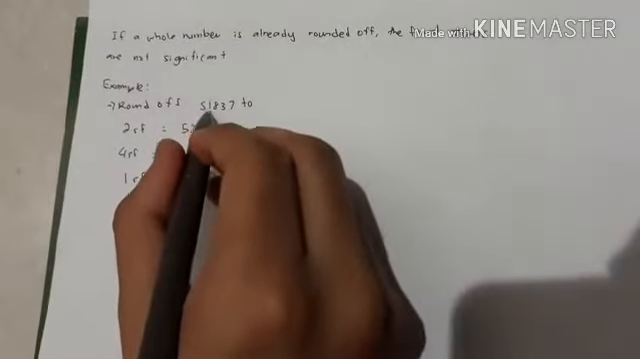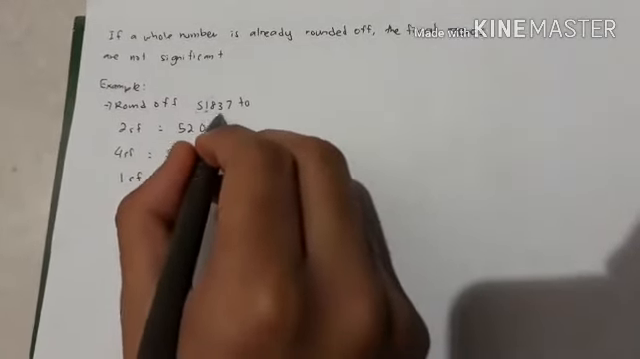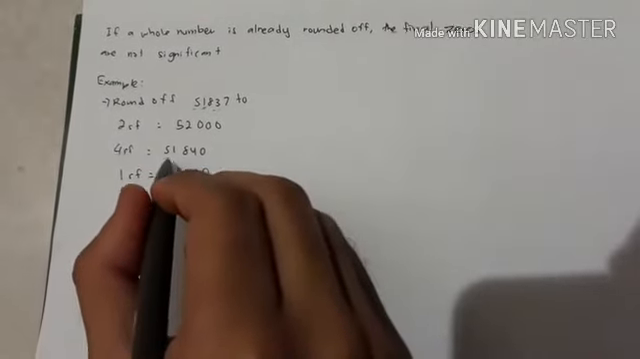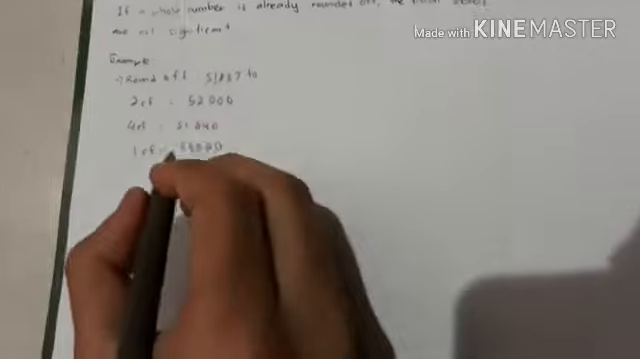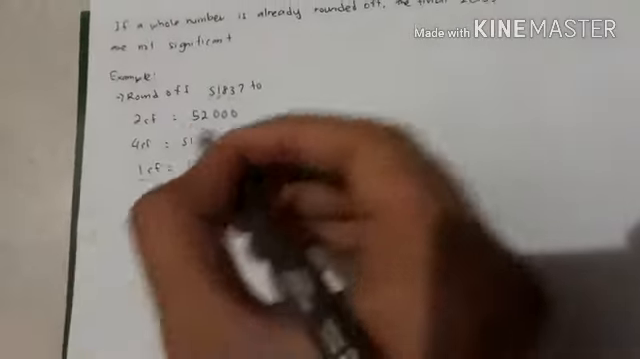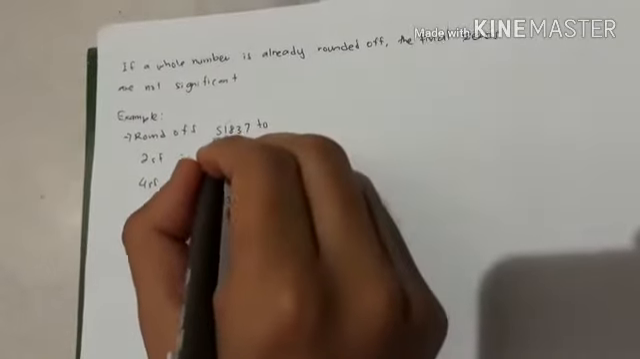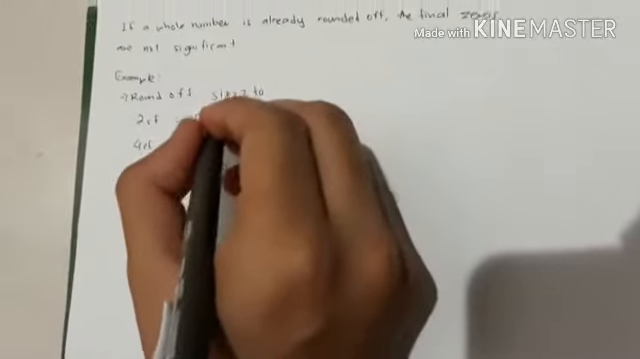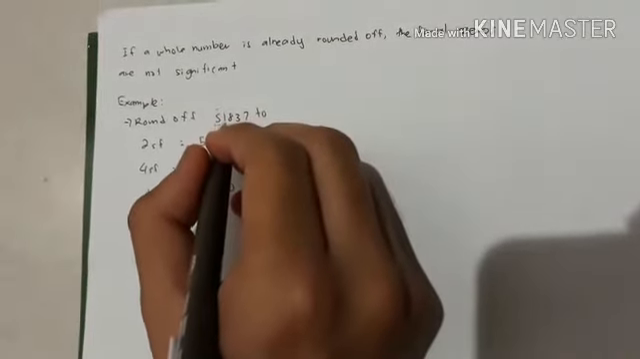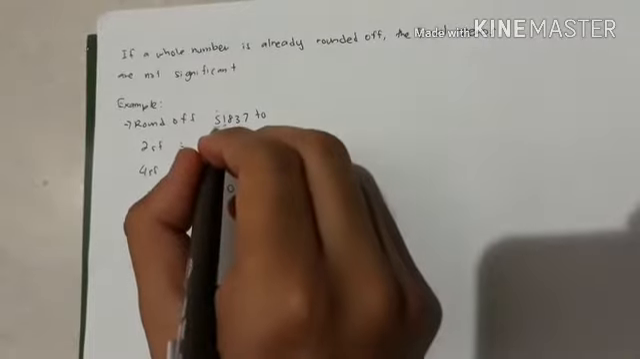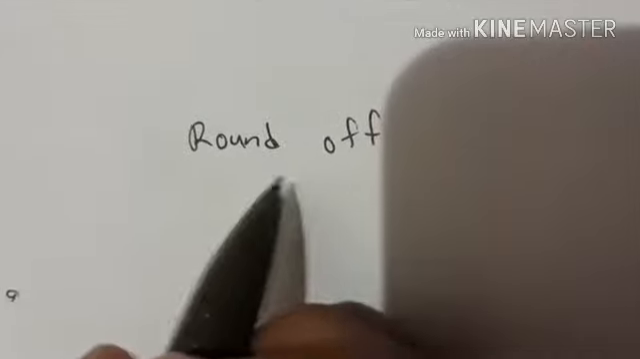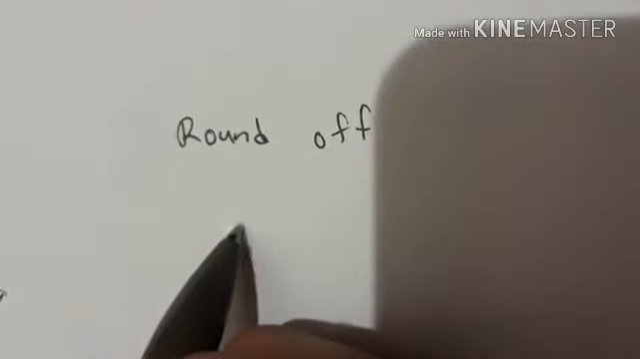So 1 2 3 4, add 3. So we round off, we will get 51840. And the last one, if you want to round off to just one significant figure, we will just go at the 5, because it's the first significant figure, and we round off, but the second number is less than 5, so we will get 50,000.